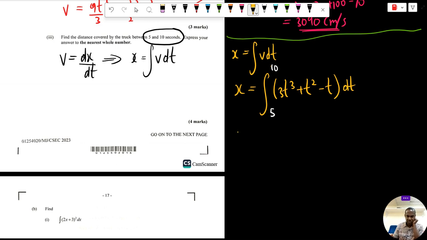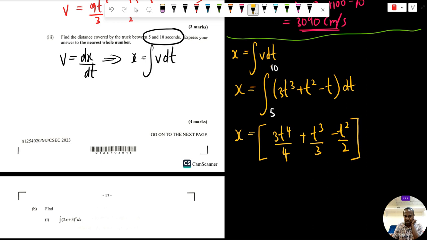So we say that x equals, so 3t cubed, so that's going to give us 3t to the power of 4 divided by 4. Then we have plus t cubed over 3, then minus t squared over 2. And this is to be evaluated between 10 and 5, right? So we're going to get some large numbers. So let's go ahead and do this.